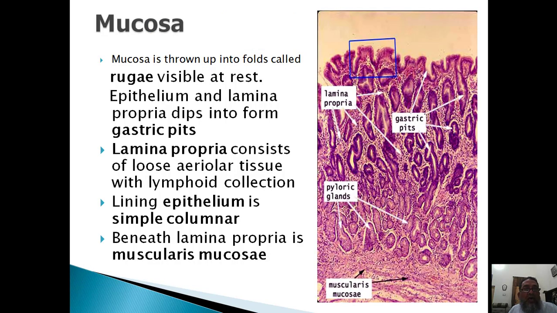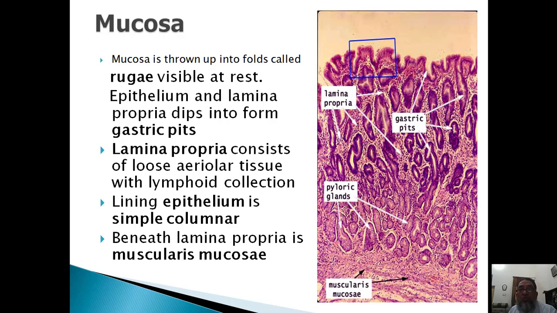Now, as usual, the histology of the stomach can be discussed in terms of mucosa, submucosa, muscle layer, and serosa. So we'll start with the mucosa. Mucosa is thrown up into folds called rugae, visible at rest.